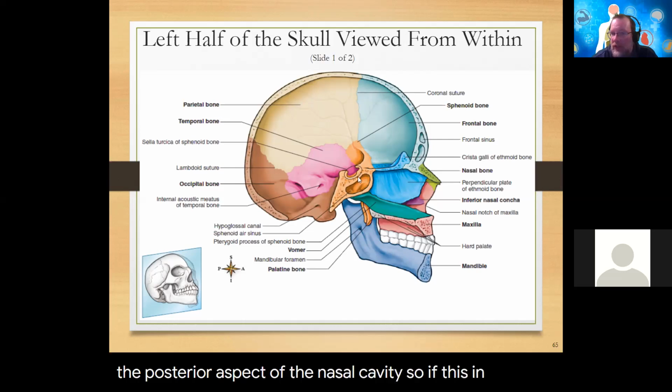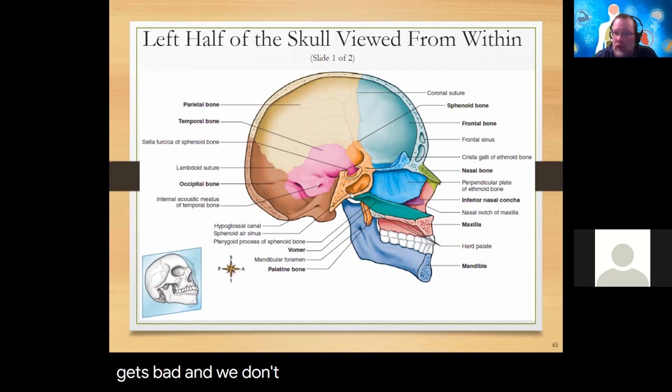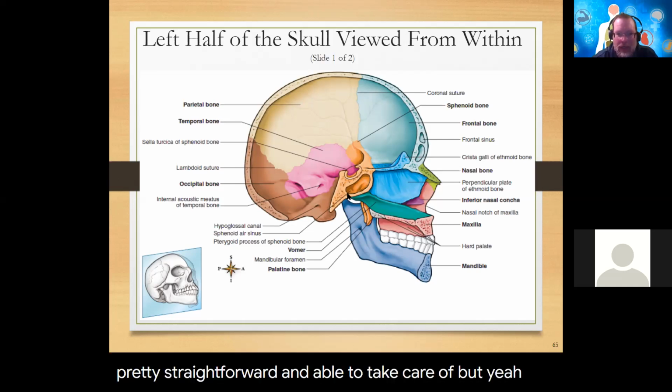So if this infection gets bad and it doesn't get treated, it doesn't resolve, that could lead to some issues, certainly. You can imagine with the brain. Frontal sinus is usually pretty straightforward and able to take care of. But this one back here is harder to get at.